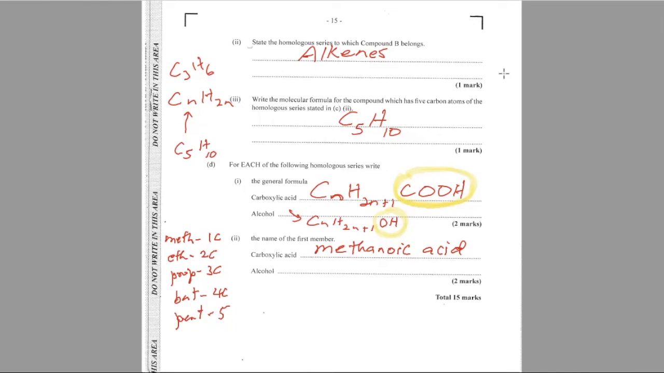Now, when you're looking at the alcohols, and we're just answering, we're not going into a lesson. The first one would be methanol. The second would be ethanol. The third would be propanol. The fourth would be butanol, and so on. So just like that, we would have amassed another 15 marks. So one step closer to us getting our grade 1.